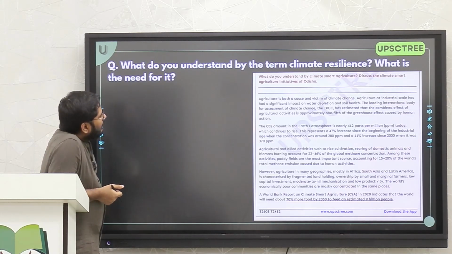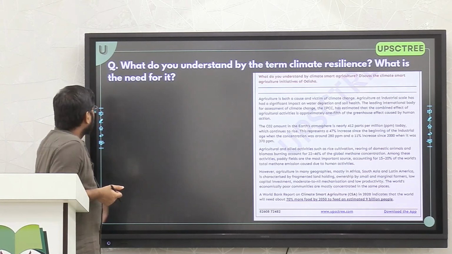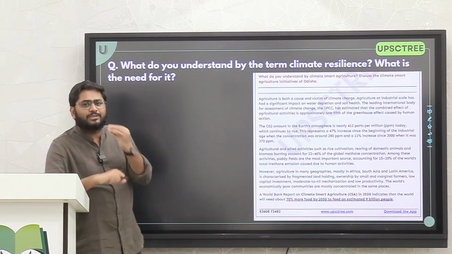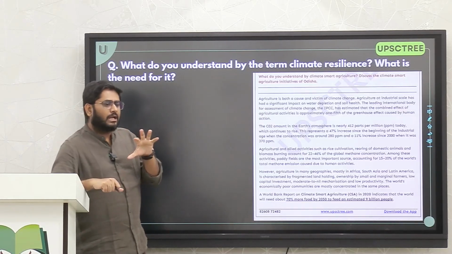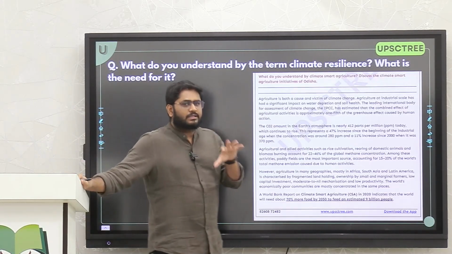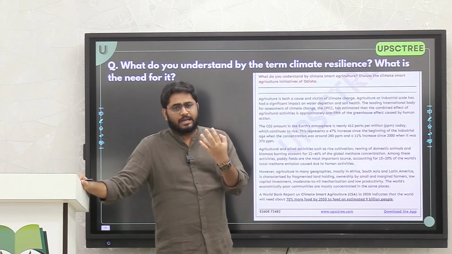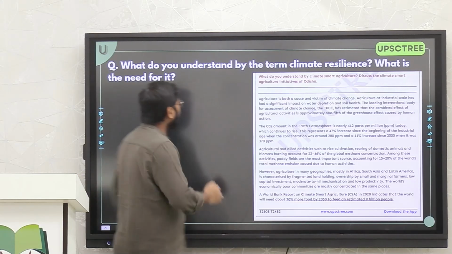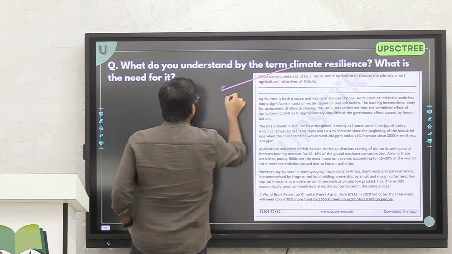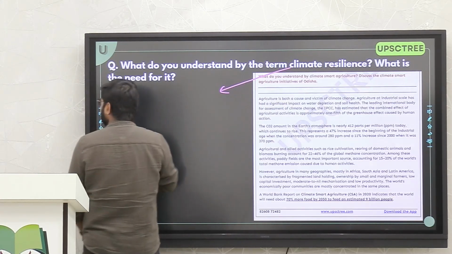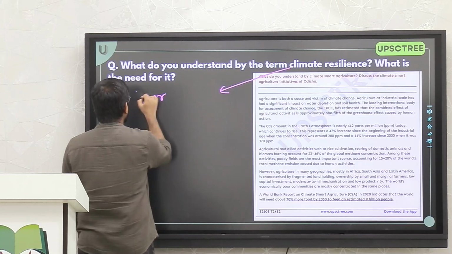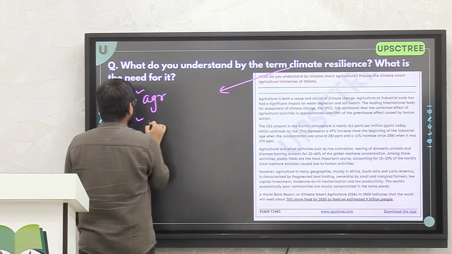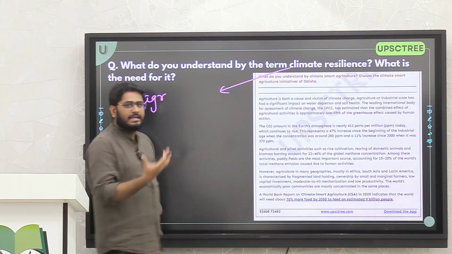What do you understand by the term climate resilience? What is the need for it? What are the things we need? See, climate resilience, what is the meaning of climate resilience? That the system is able to withstand the climatic onslaught. What does that mean? And what are the things we want to withstand the climatic onslaught? Maybe most importantly our food production systems, that is our agriculture. Second, our cities, those are the engines of growth.